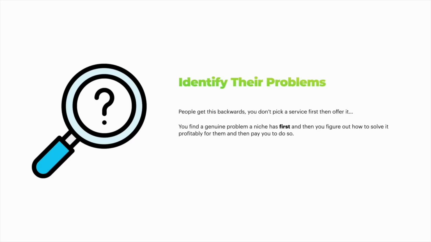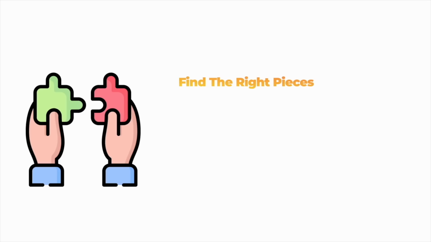You first go to the market, you do research into a niche, you see what problems they have, and you then figure out how you can solve those problems by saying, hey, these guys have a problem with email marketing, these guys have a problem with getting customers online. So what we can do is offer something to help them get more customers online. And then you offer that solution to their problem. That's what real entrepreneurship is, and this is how you should definitely do it. So once you've identified the niche and found their problems, you want to find the right pieces.